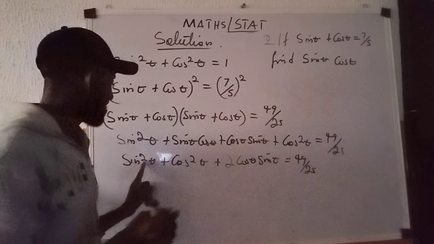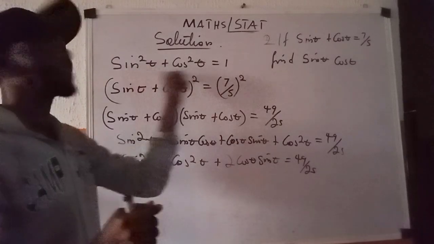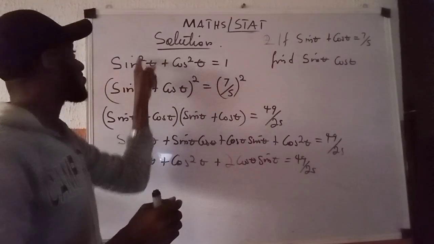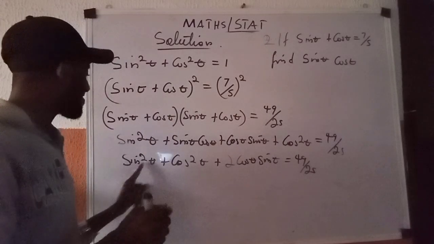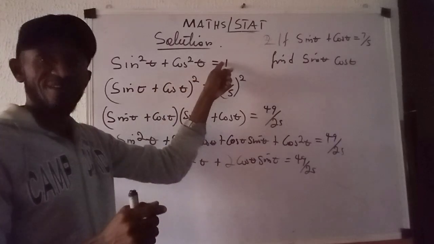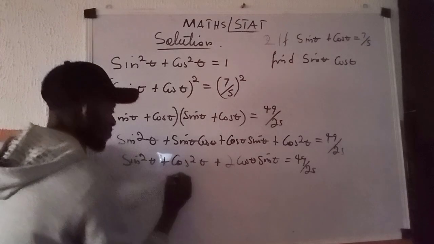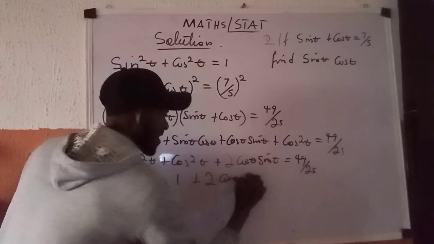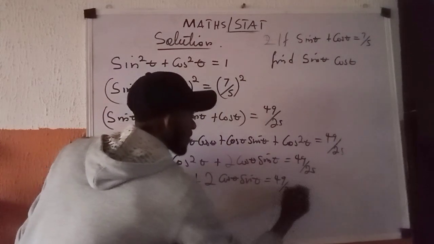Of course, when we look at here, I have sine squared theta plus cos squared theta. And when we look at the first Pythagorean identity, that identity says that sine squared theta plus cos squared theta is given as what? 1. And what I have here is sine squared theta plus cos squared theta. So in place of this, I can use what? 1. That is the essence of this identity. So what I have from here to here becomes what? Here is what? 1 plus. What I have here is what? 2 cos theta sin theta is given as what? 49 all over 25.